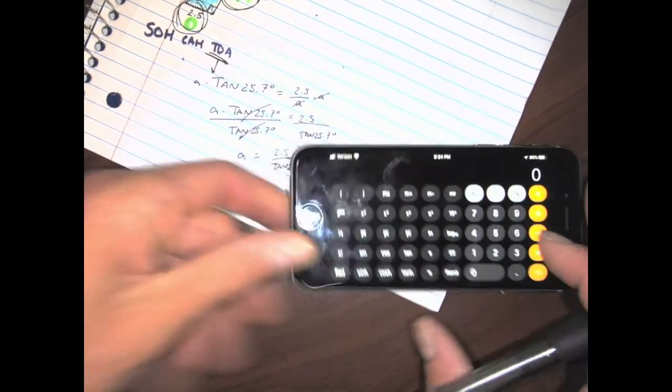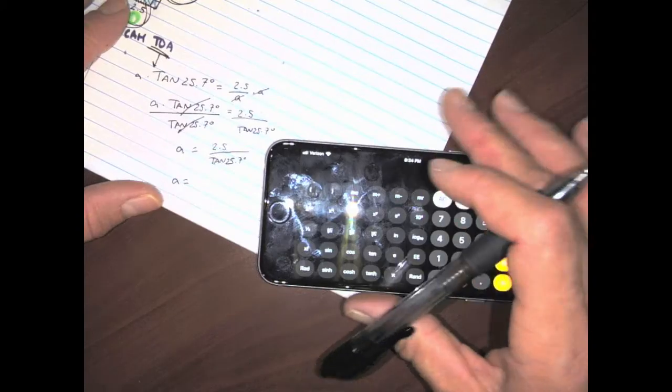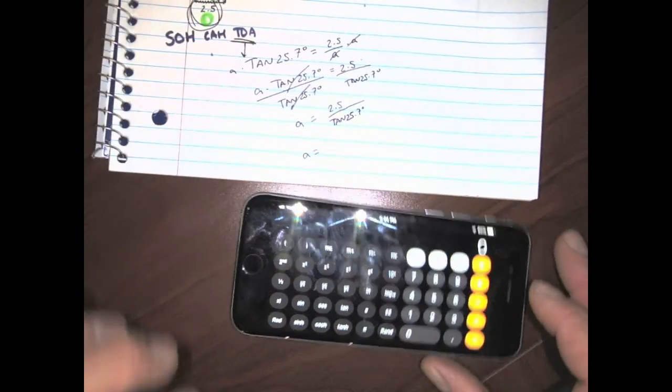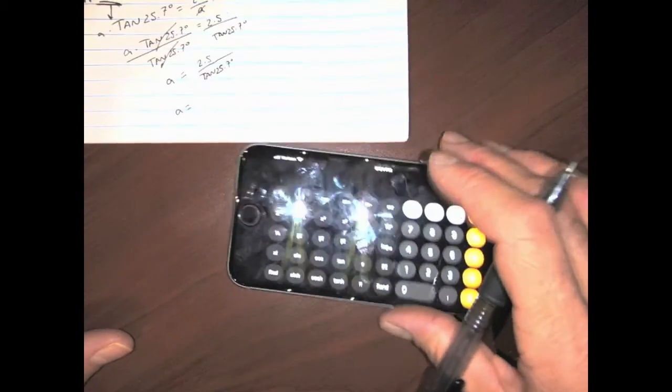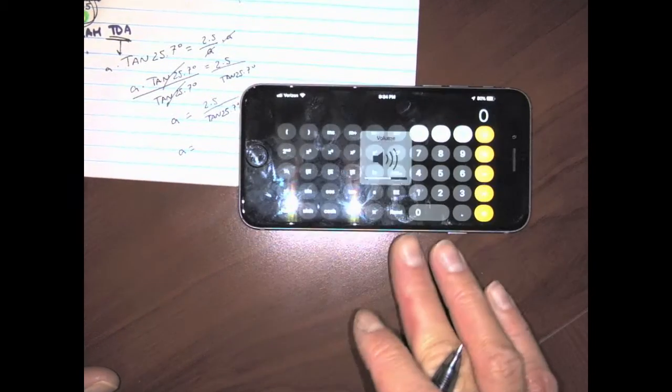Okay, this is going to be a little tricky. Here we go. Let's see if we can do this. All right, get out of the light. The light is really bothering me, that reflection.